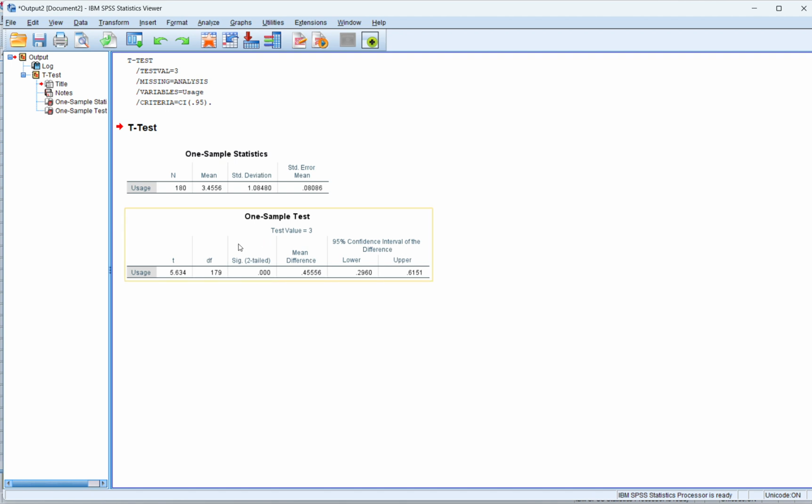The significance value here is this Sig. (2-tailed) value. SPSS always performs two-tailed tests. So the two-tailed p-value is 0.00. Our alpha, the level of significance, is 0.05. Since the p-value is less than alpha, we reject the null hypothesis.